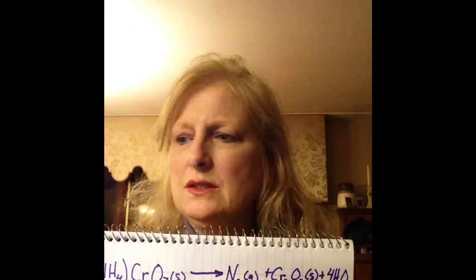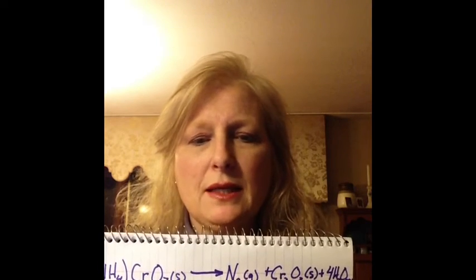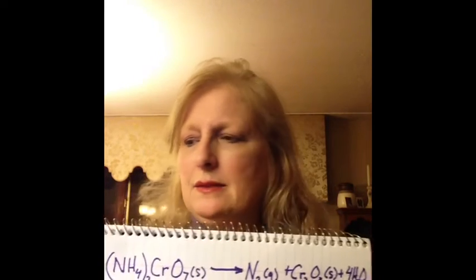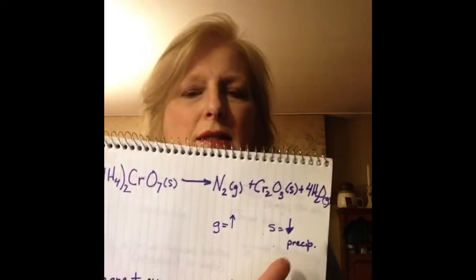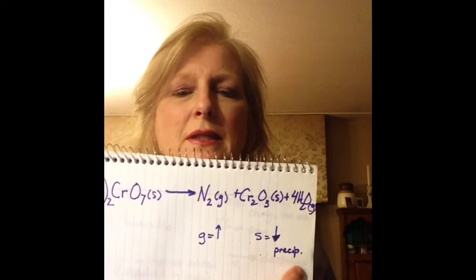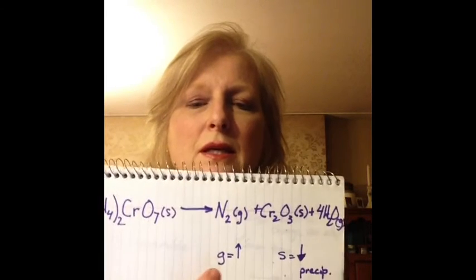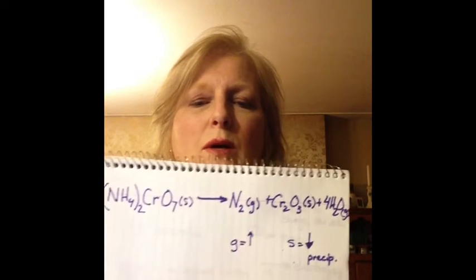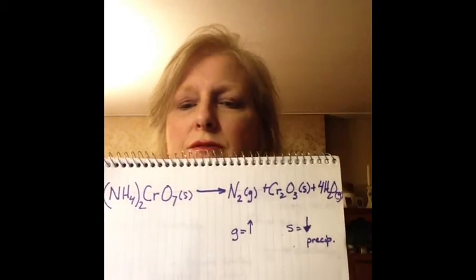And here you notice that the chromium 3 oxide is a solid. And another way of showing a solid would be arrow down, and this typically indicates that it's precipitated. If we don't use a G, we could use an arrow up for being gas given off.